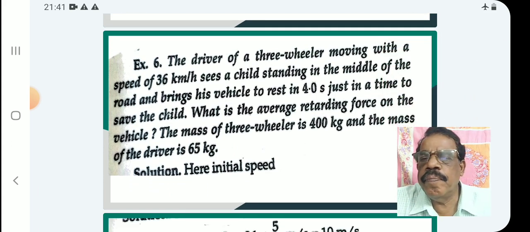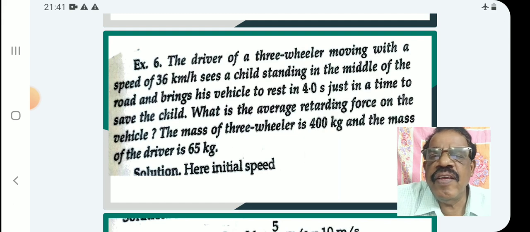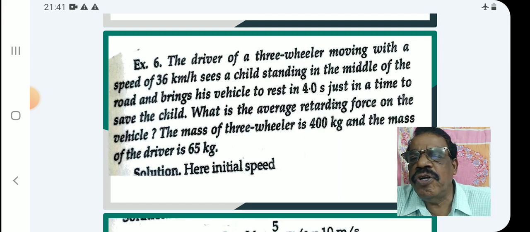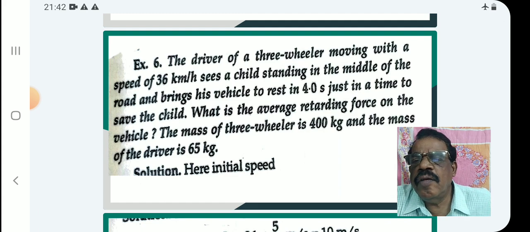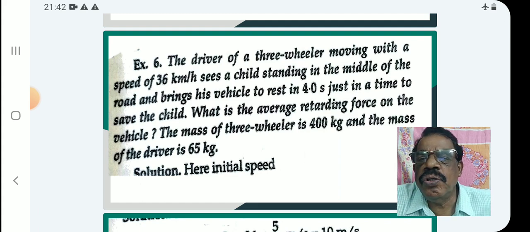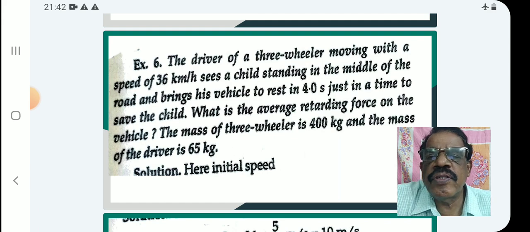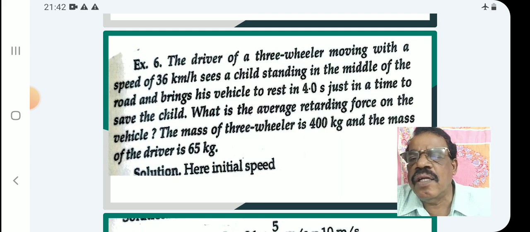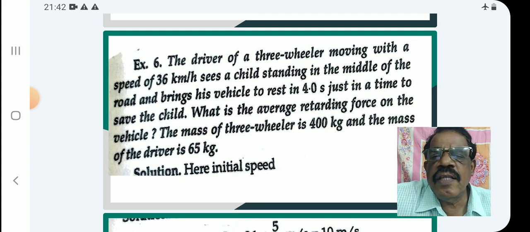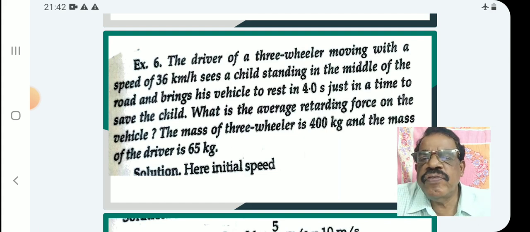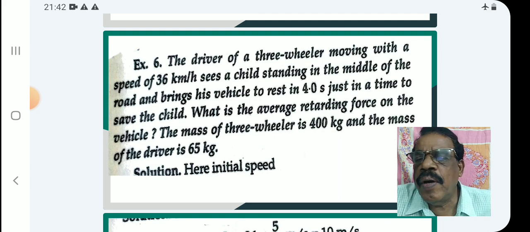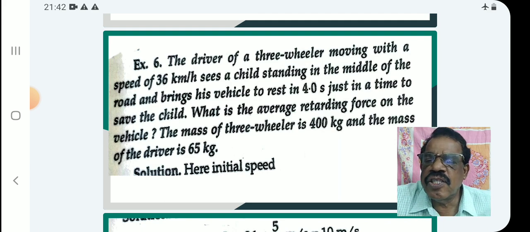Next problem. A driver of a three-wheeler moving with a speed of 36 km per hour sees a child standing on the middle of the road and brings his vehicle to rest in 4 seconds just in time to save the child. What is the average retarding force on the vehicle? Mass of three-wheeler is 400 kilogram and mass of the driver is 65 kilogram.